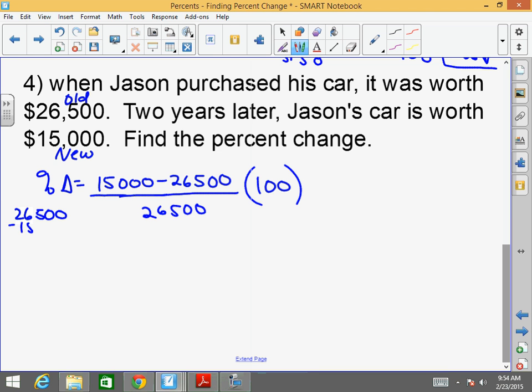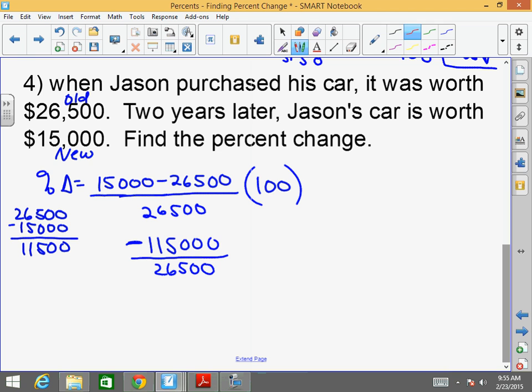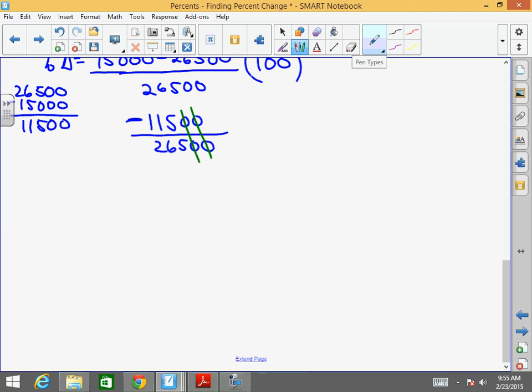So, 26,500 minus 15,000 is? Not 115,000, guys. That's impossible. It's not, guys. It's 11,500. Be careful. So 11,500 negative divided by 26,500. Very good, son. Very proud of you. Now, and look, I added an extra 0 there. Come on, Moro. Pay attention. Knock out those zeros. Now, I got to divide.